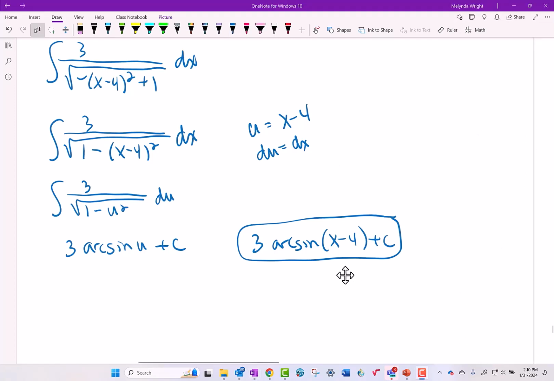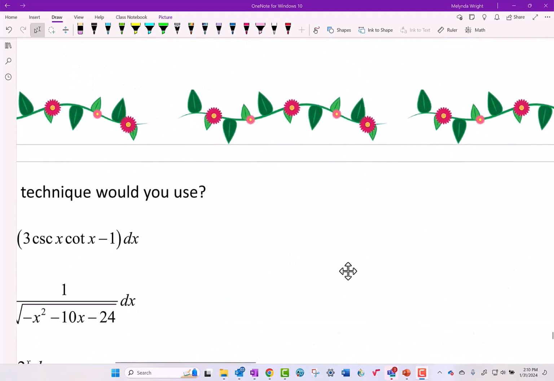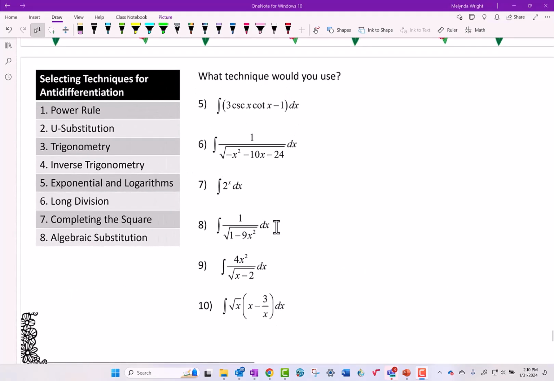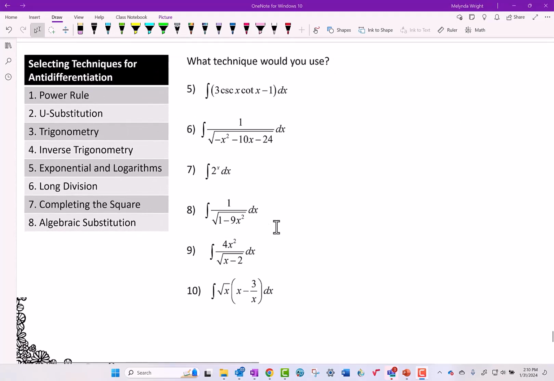All right, so we have one more thing to look at, and this is an overview. We're going to look at the integration techniques that we've learned, which are over here in this little table. We're going to look at each of these problems and just decide what we would use. We're not working the problems. This is important because there won't be instructions above your problem that say to use this. You're going to have to figure it out on your own.